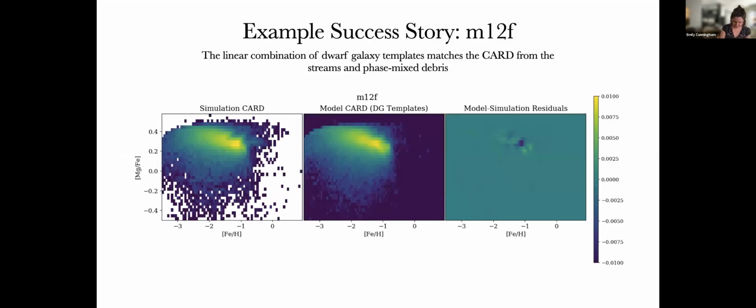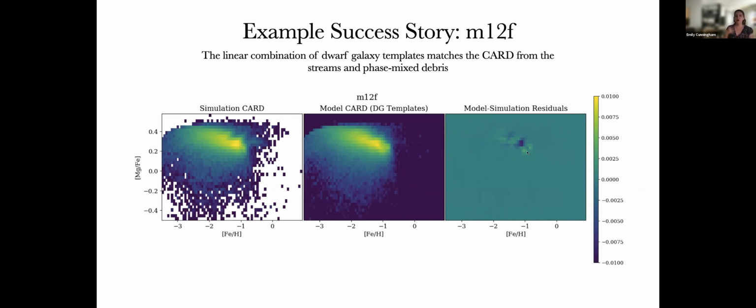So in response to the question of does this work, the answer is sometimes yes. So this is a success story. This is the M12F halo from the FIRE suite, where we find that the linear combination of templates that we construct from present day dwarf galaxies in the simulations is able to do a good job of reproducing the abundance distribution of the halo. So the simulation abundance distribution is shown here on the left. Our model abundance distribution constructed from the templates is shown in the middle, and our residuals are shown on the right-hand side. And we can see even by eye that this is a good model for the abundance distribution.